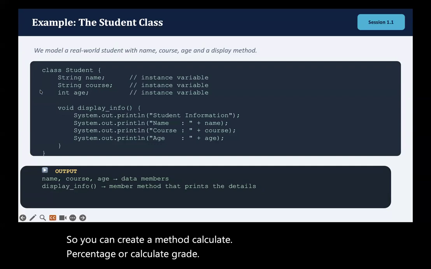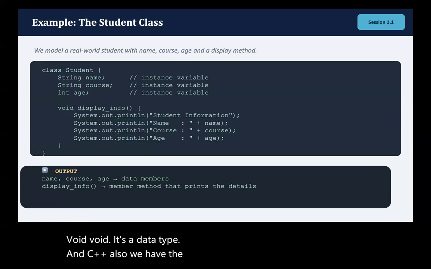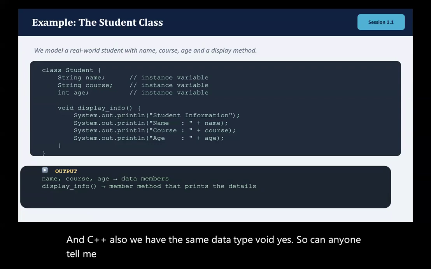So you will write void. Void is a data type. In C++ also we have the same data type, void. Yes. So can anyone tell me what the void data type is?